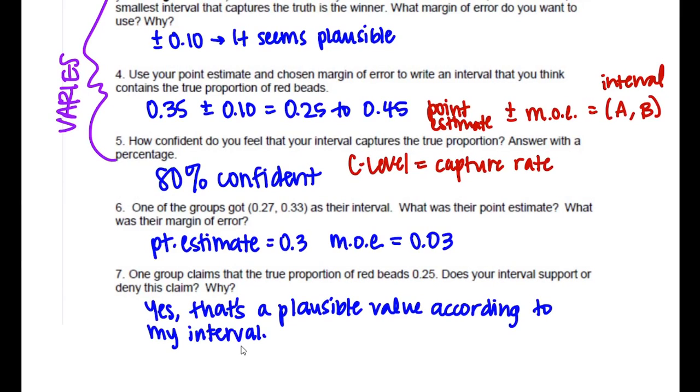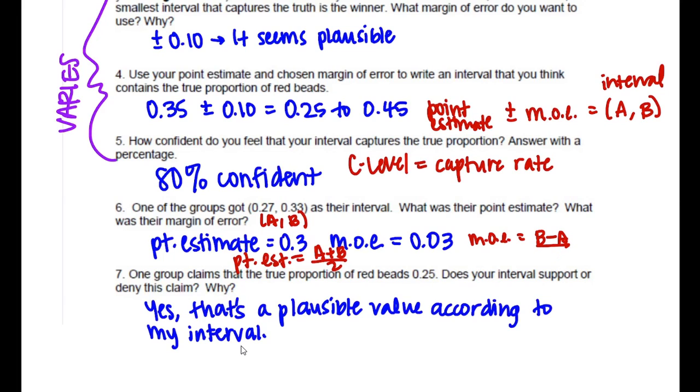Number 6, one of the groups got 0.27 to 0.33. What was their point estimate and what was their margin of error? So you just have to think about that. Hopefully you got the answer. If you have the interval from A to B, then the point estimate equals the middle. So we can just average A and B. A plus B over 2. The margin of error is kind of like half the width, so we can do B minus A over 2.